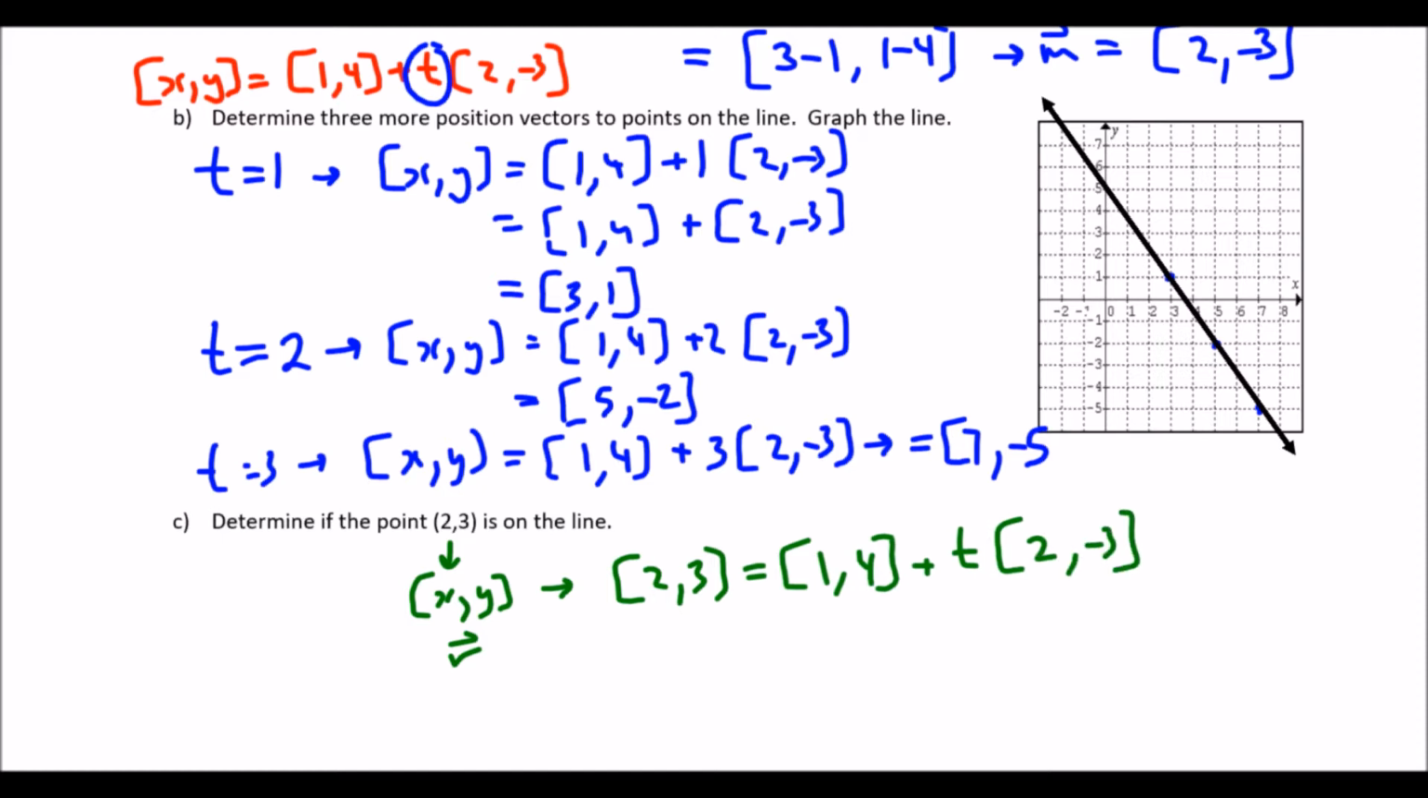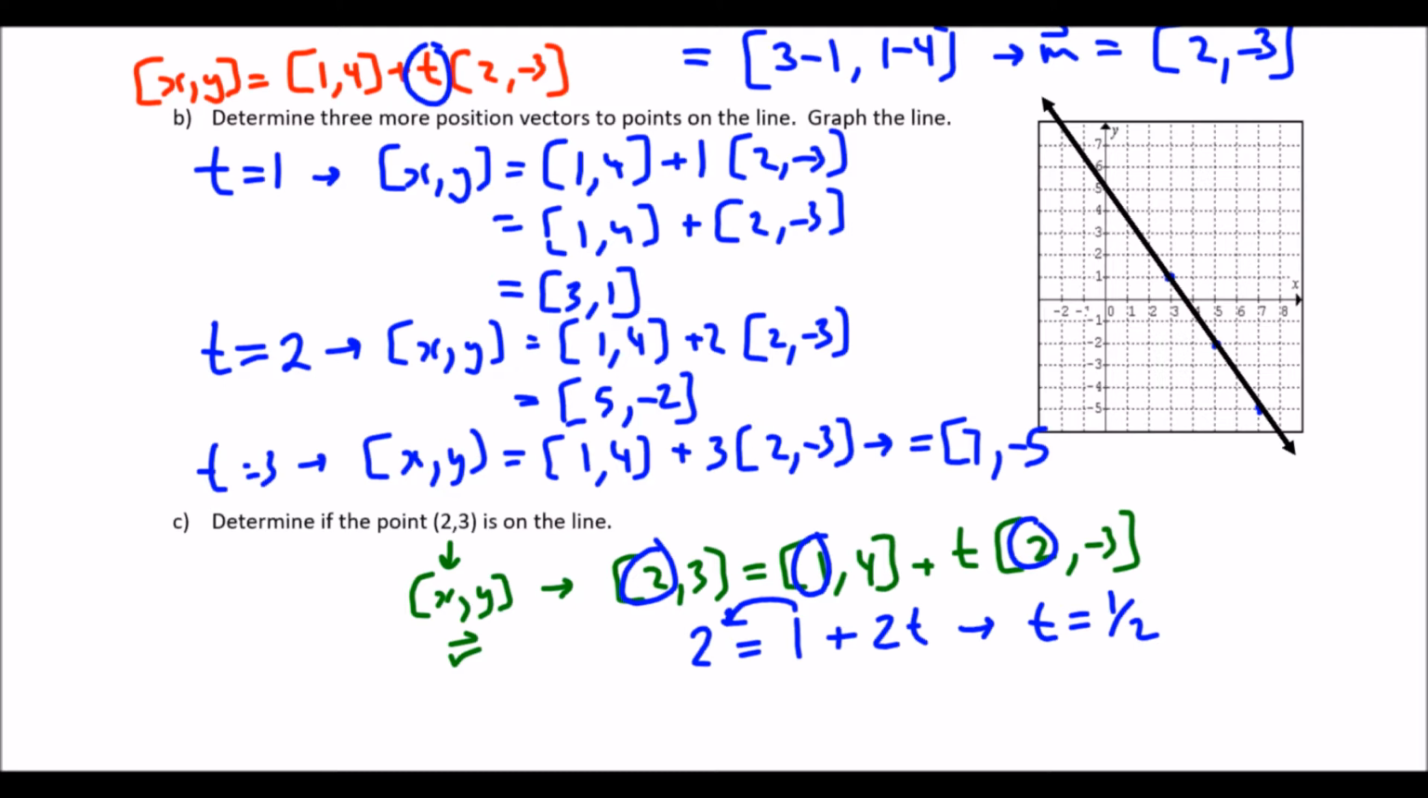What do I do from here, Mr. Wills? Well, I've actually got 2 equations and 1 unknown. So I'm going to solve for t in both equations and see if they're equal. My first one, I'm going to take all my first coordinates. So I'm going to have 2 = 1 + 2t. Bring this over, I'm going to have 1 = 2t, so t equals 1/2.